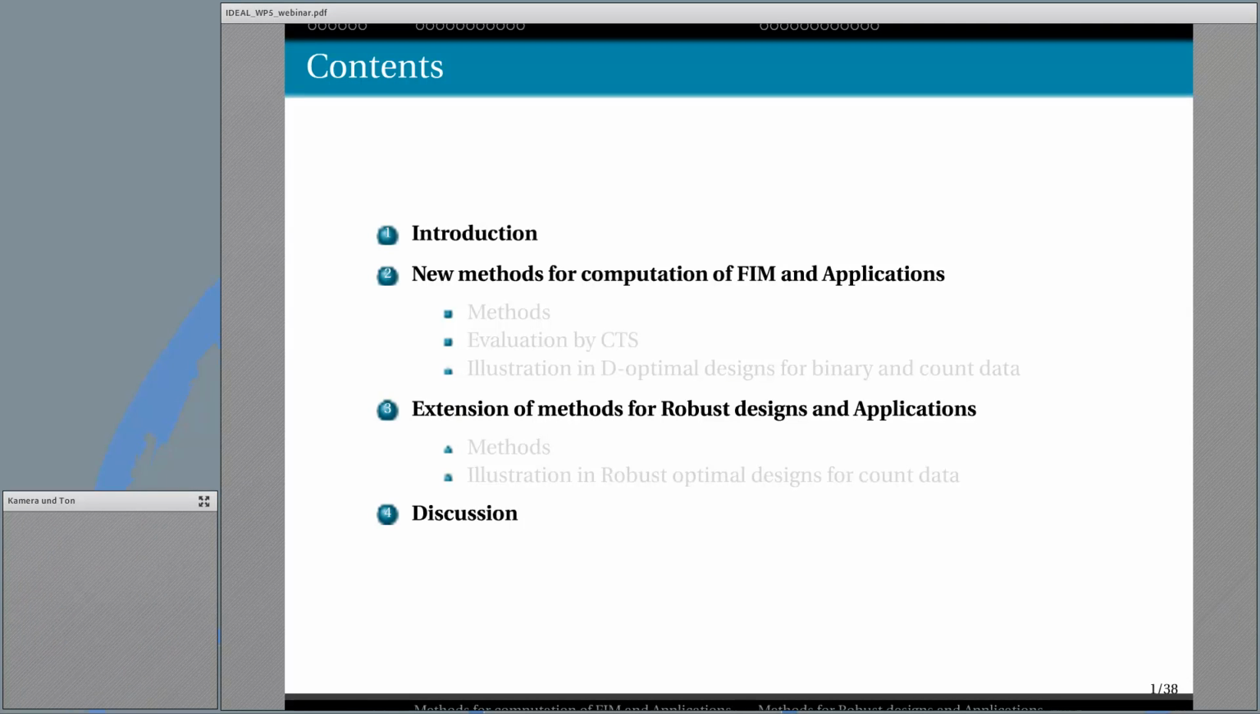Okay, so the contents of the talk will be first an introduction, then we will show you the new methods we have developed for computation of the FIM, Fisher information matrix, and their application to both a binary and a count data example. And then the most recent extension we have done to perform robust designs and their applications, and the illustration will be on count data.